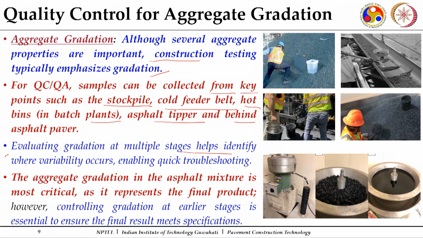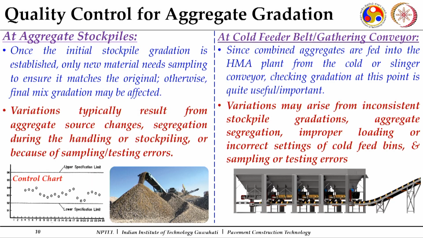Evaluating gradation at multiple stages helps identify where variability occurs. This is why it is required, enabling quick troubleshooting. So, we can quickly say, okay, this is the place where it is happening. So, what measures have to be taken? If it is happening at cold bins, we will look at what rectifications are required at the cold bin level. The aggregate gradation in the asphalt mixture is most critical as it represents the final product. However, controlling gradation at earlier stages is essential to ensure that it finally meets the requirement. So, during the production process itself, we can look into it.